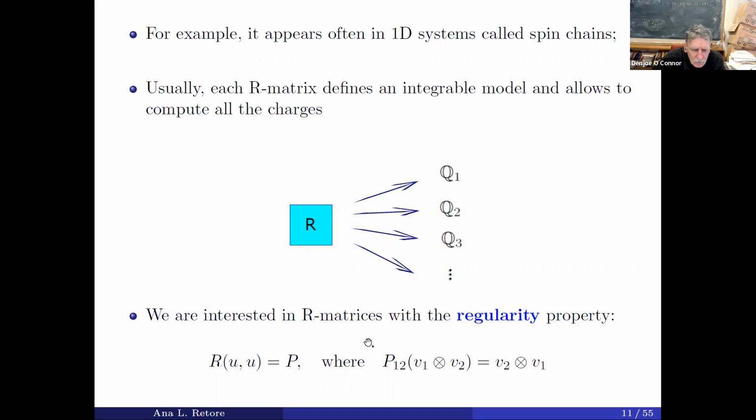Sorry, I'm not quite sure I understand your notation here. When you have R of U being P, and you have P1,2 acting on, these are different P. I'm not sure what the meaning of P is in this case. It's just notation. P is an object that acts on two vector spaces. Exactly, it usually uses two sites, right? And when you have V1 cross V2, you have two sites. So this object has the same.